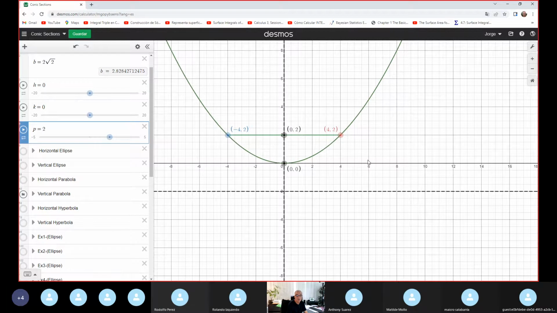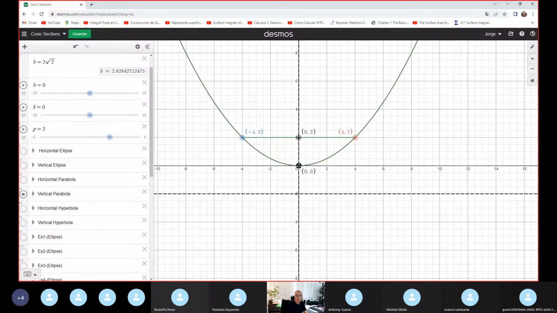Look at the famous points. Vertex 0,0, focus 0,2, endpoints of the focal diameter 4,2 and negative 4,2, and directrix is the line y equals negative 2. Super good. Carmen, no problema. No problem. Okay. Let's move on to the second example.